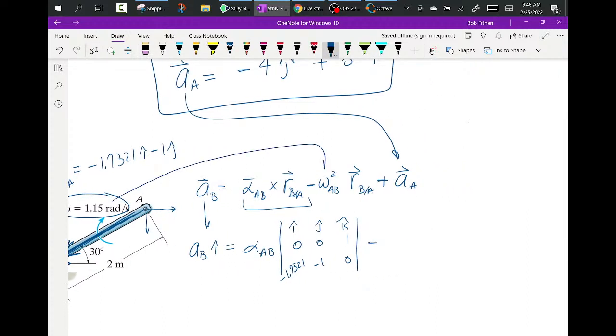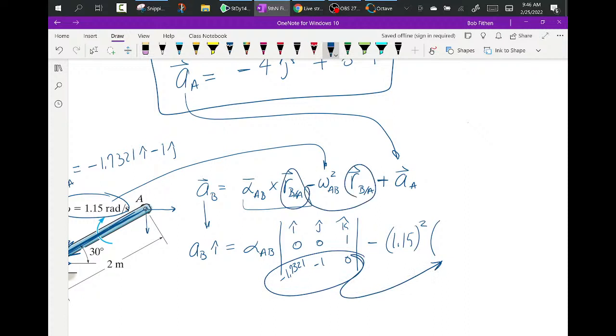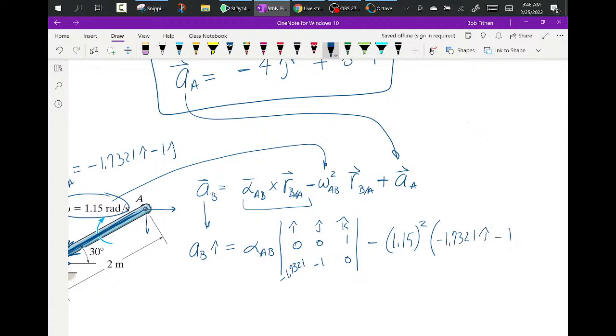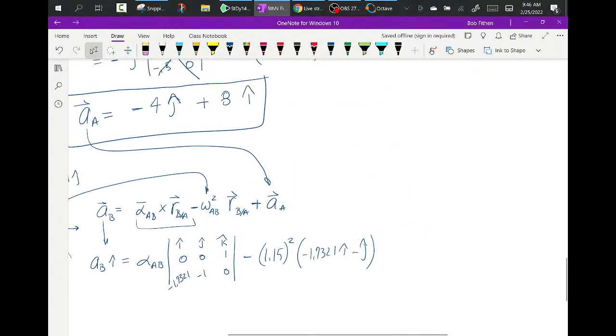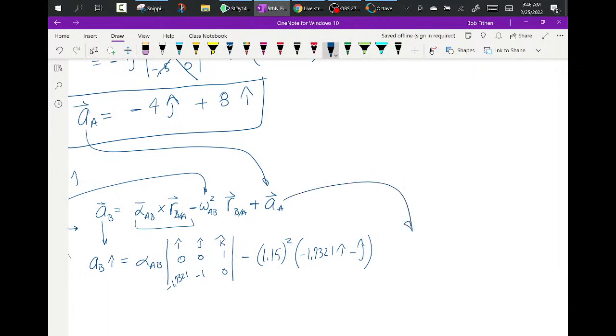This value is that value, which would be 1.15. And I had some extra values, but I'm not going to put them. Then, again, I'm copying this straight to put here. Why? Because this and this are the same. So, minus 1.7321I minus J plus 0K. So I'm going to drop the 0K. Now, what I also have to include is this term, minus 4J.